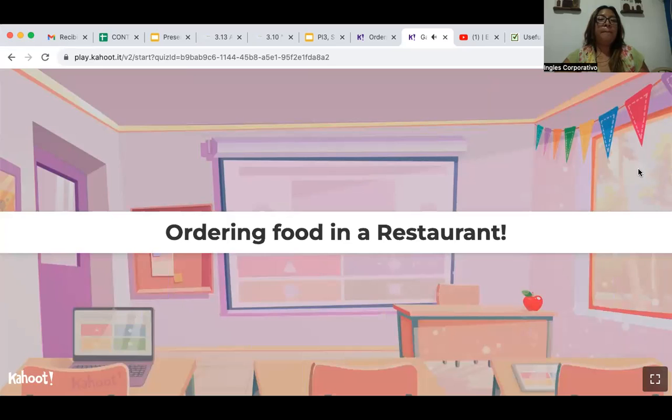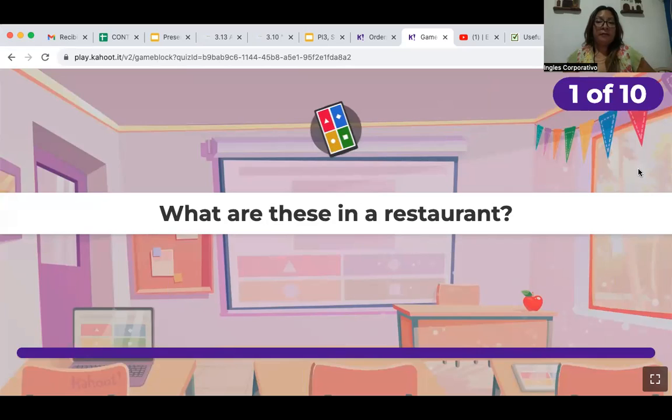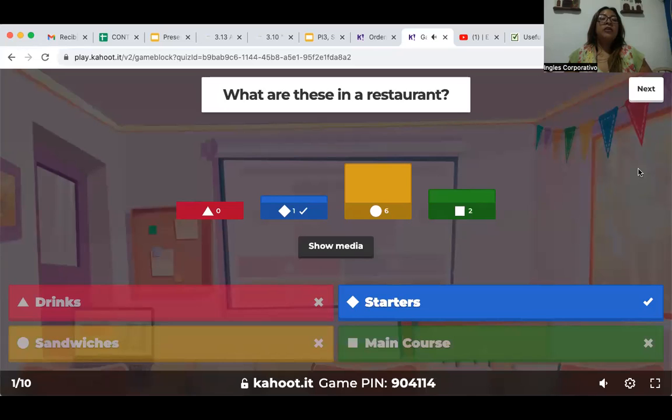Okay, ordering food in a restaurant. What are these in a restaurant? Okay, look at the picture. Red drinks, blue starters, yellow sandwiches, green main course. Answer. Hurry up. 4 seconds, 3 seconds. Hurry up, hurry up. Very good, here the time is counted. In general, you have only 20 seconds to answer. The faster you answer, the more points you accumulate. So you have to think fast and pick your answer. Click on your answer fast.